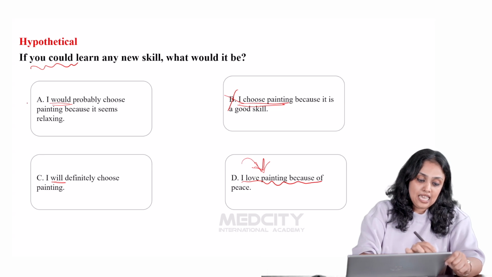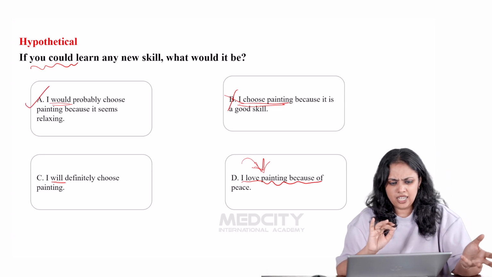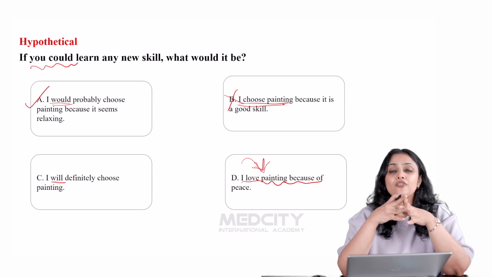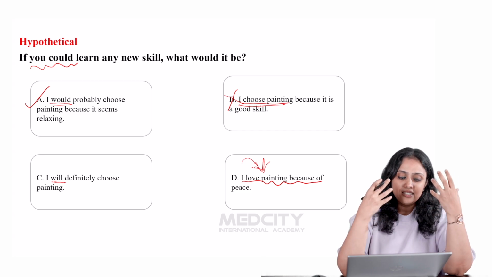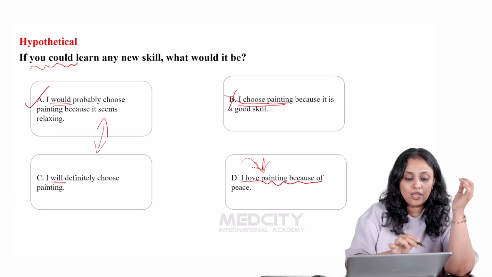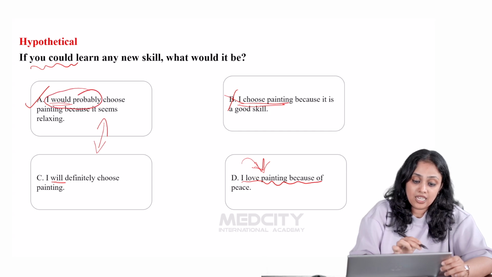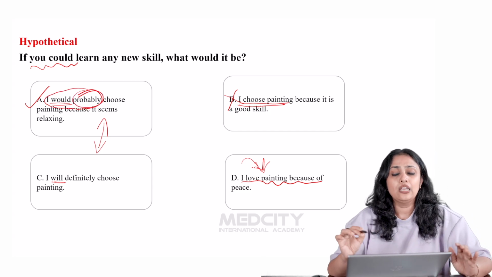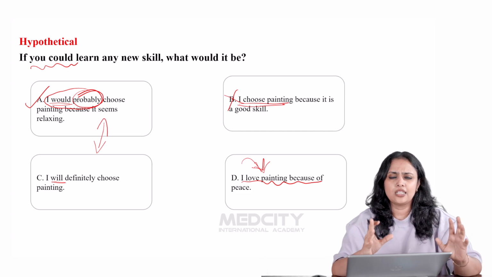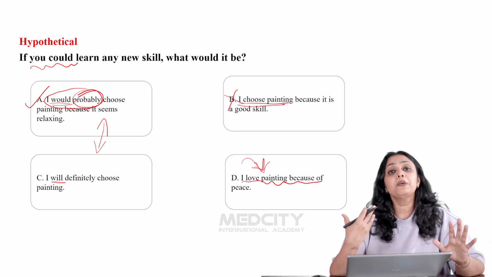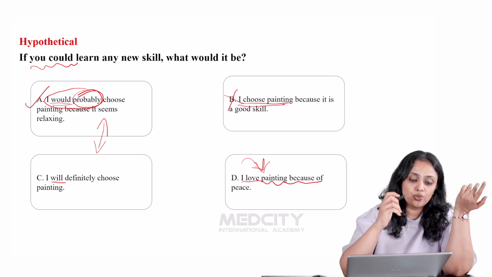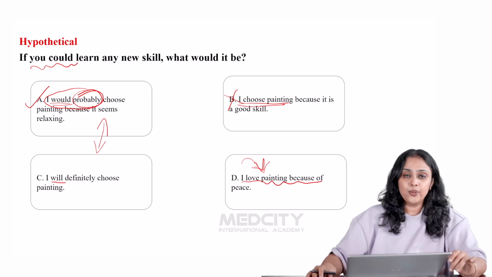Out of these two, I would say that A is better because it's a hypothetical, imaginary question, so the possibility of having a definite answer is less, and you can have a probability only. So if you have to choose between these two, I would say that this would be a better opening. I would probably, I'm not sure. I'm hearing this question for the first time. It's totally imaginary. So in that case, you cannot be very certain and say that I will choose this. Rather, it would be better if you can say that, okay, I would probably, you have not thought about it really. So I would probably choose painting because it seems relaxing. Okay, I hope that's clear.